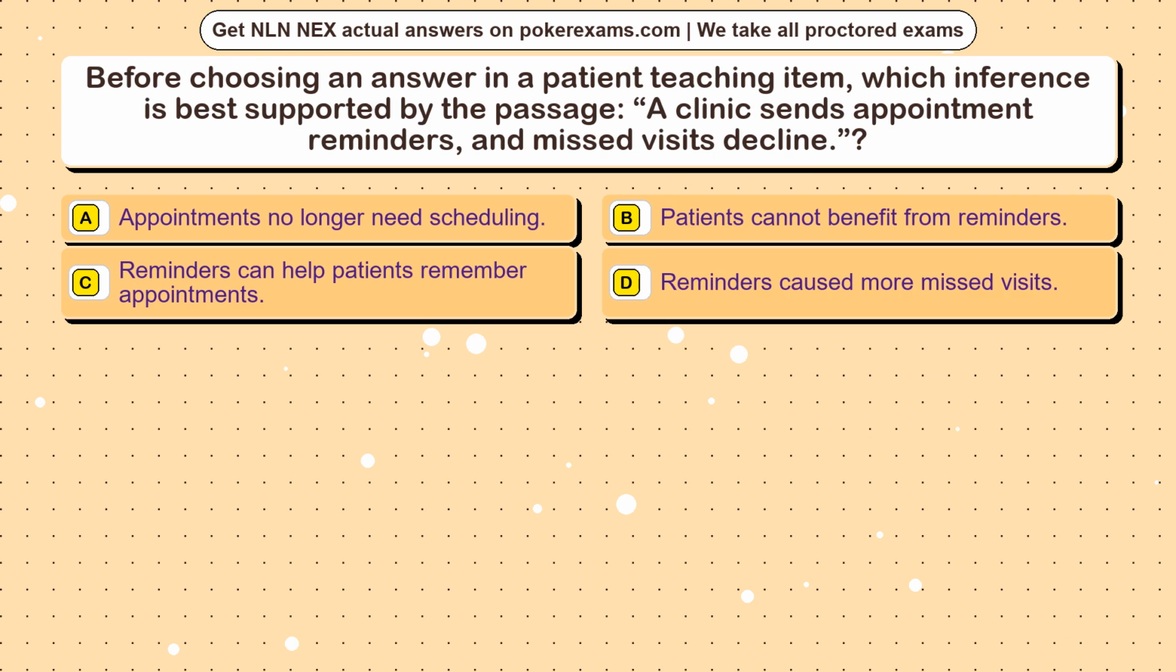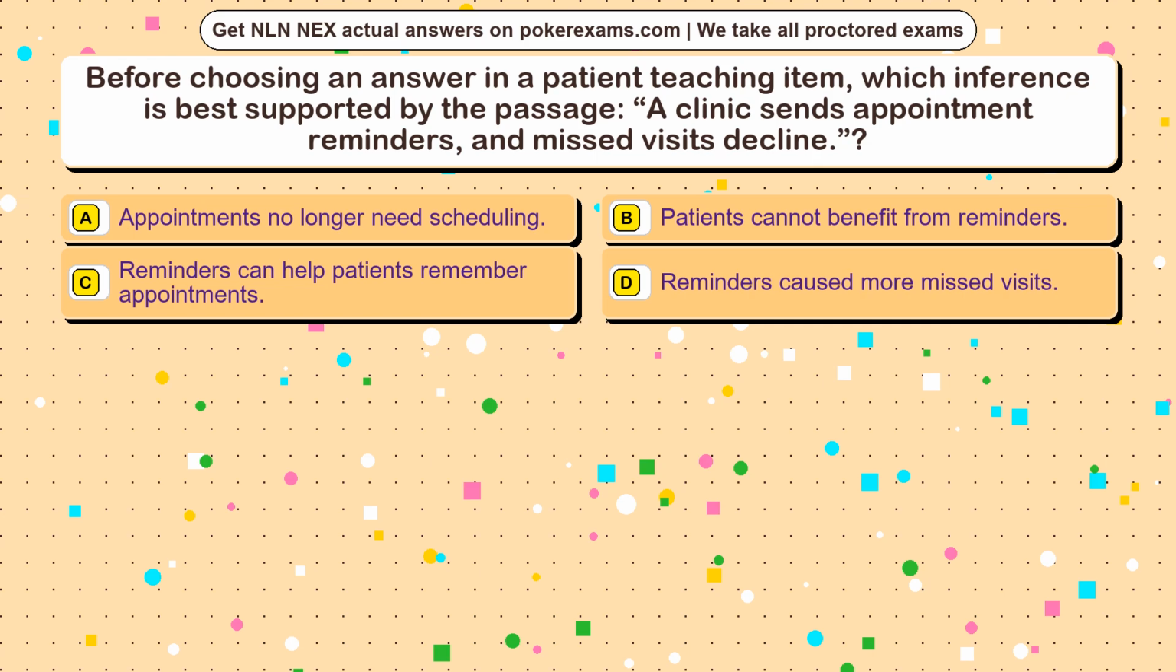Question 9. Before choosing an answer in a patient teaching item, which inference is best supported by the passage? A clinic sends appointment reminders, and missed visits decline. Option A, appointments no longer need scheduling. Option B, patients cannot benefit from reminders. Option C, reminders can help patients remember appointments. Option D, reminders caused more missed visits.